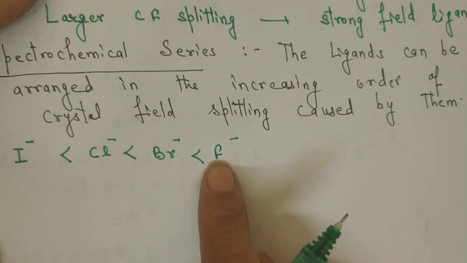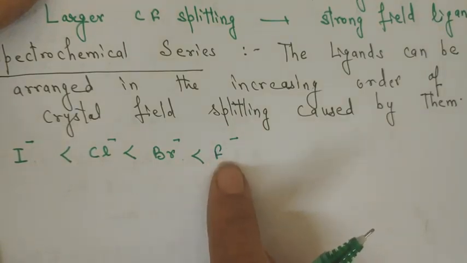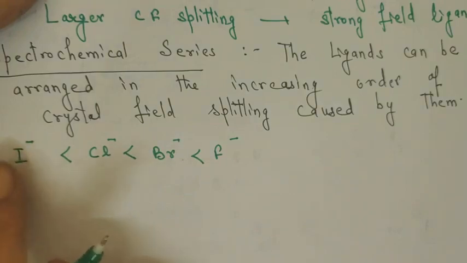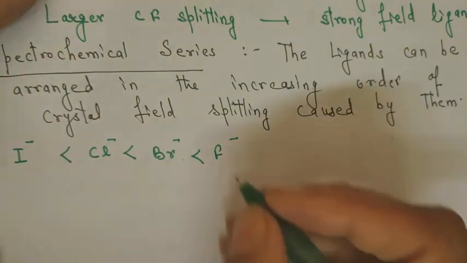Smaller the ligand, more easily it can approach the d orbitals, so larger will be the splitting caused by it. Iodo is a big size ligand, so this will cause a smaller value of crystal field splitting.